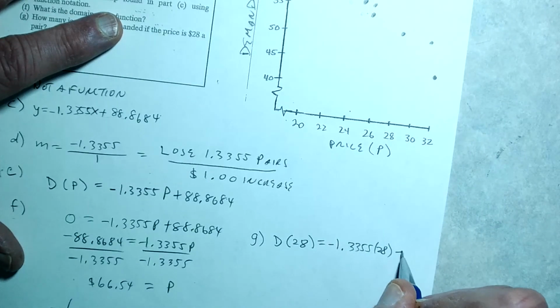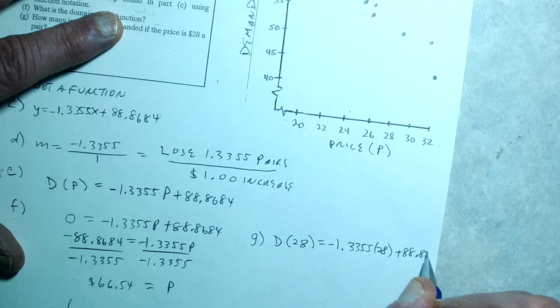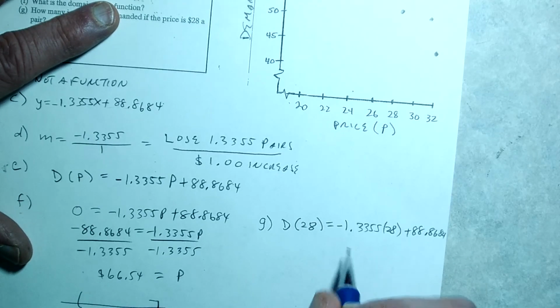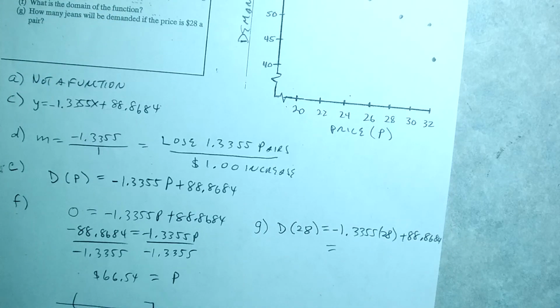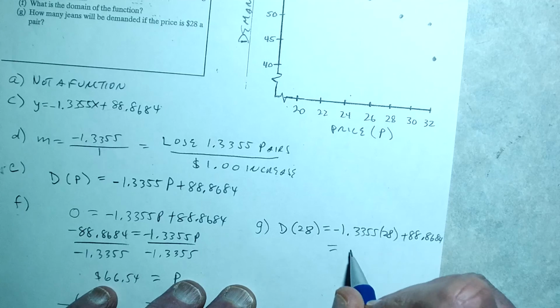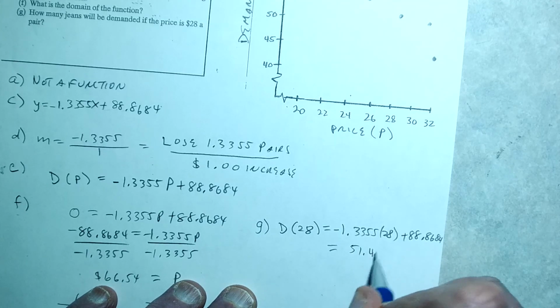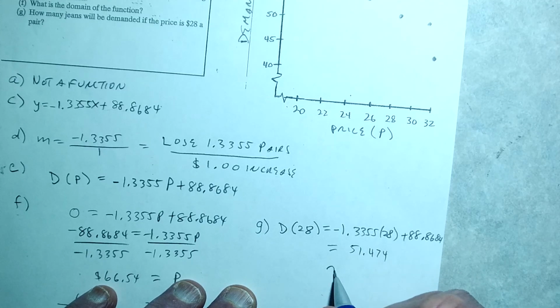Plus the 88.8684. And if you did that calculation, you would end up with at that price, a demand of 51.474, or approximately 51 pairs of jeans.